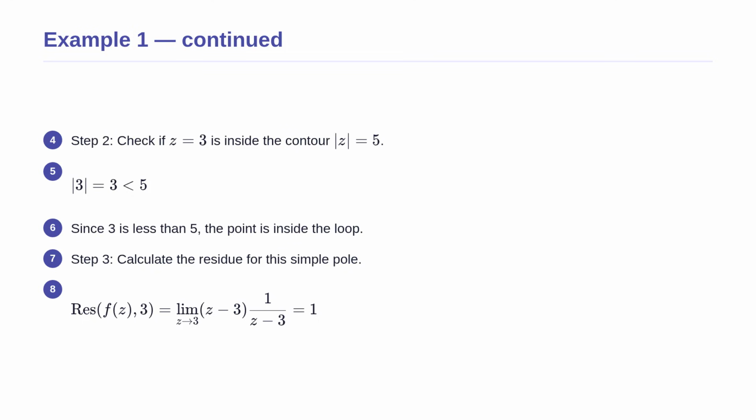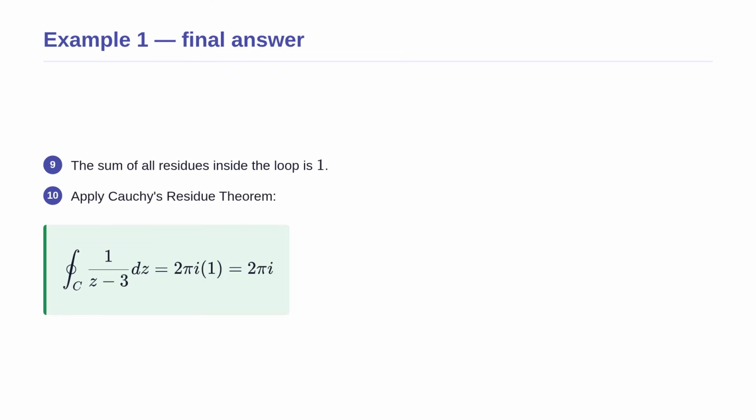Because it is inside, we calculate its residue. For a simple pole, we multiply the function by the exact term causing the division by 0 and take the limit as z approaches 3. The problematic terms cancel each other out perfectly, leaving us with a residue of exactly 1. With our residue calculated, we are ready to finish the problem.